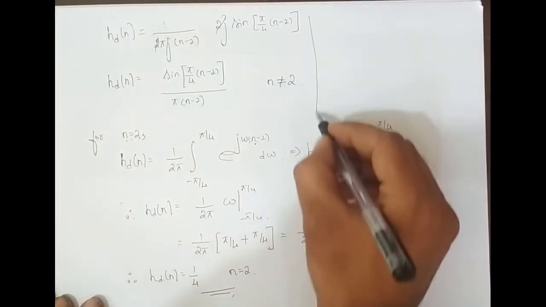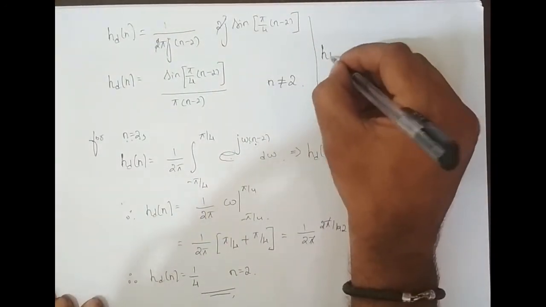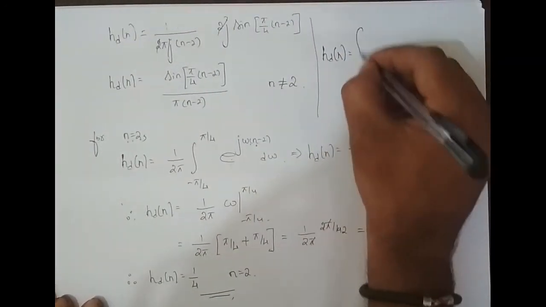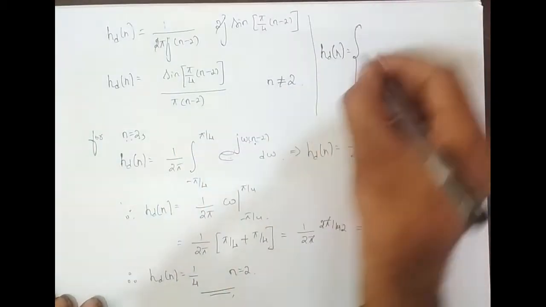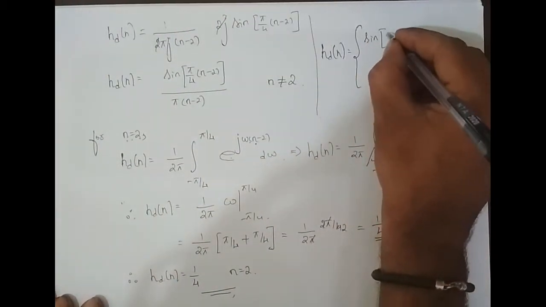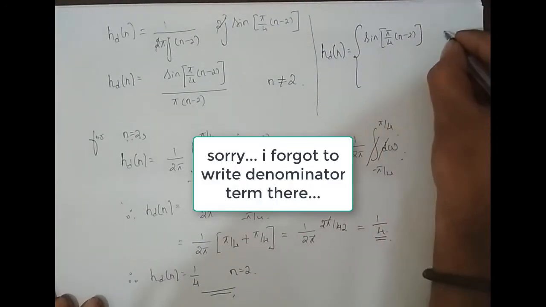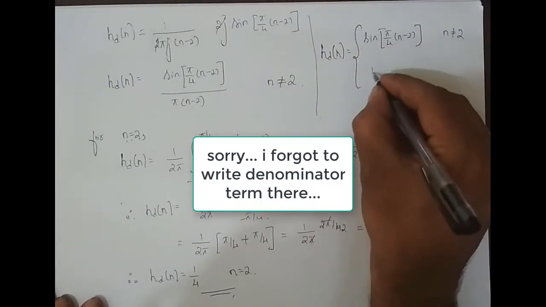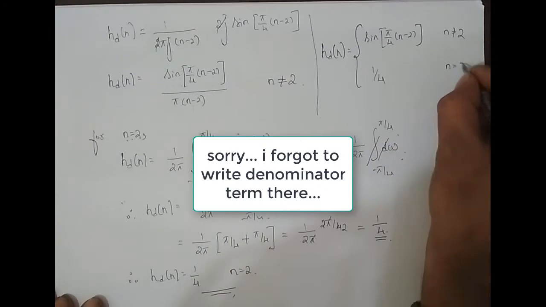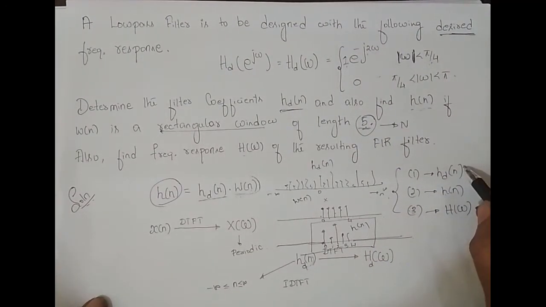Let me write it combinedly. So what is hd of n now? hd of n is sine of pi by 4 into (n minus 2) divided by pi into (n minus 2), for n not equal to 2, and equal to 1 by 4 for n equal to 2. Okay, so we found hd of n, the desired frequency response.